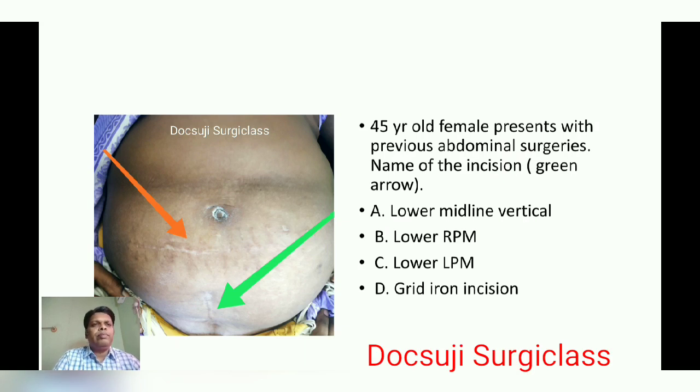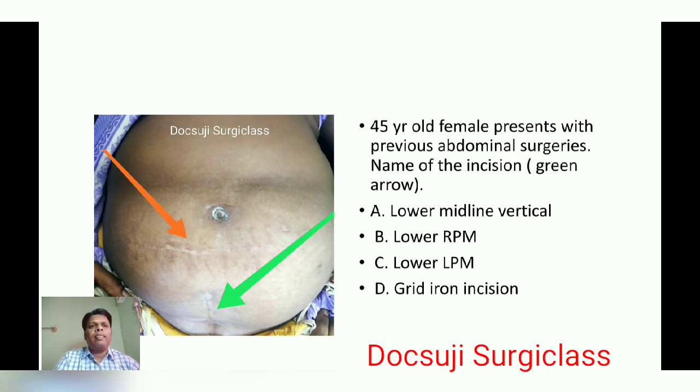A 45-year-old female presents with previous abdominal surgeries. What is the name of the incision? That is represented by the green arrow. Here you can see two arrows, one green arrow and another orange arrow. The question is, what is the green arrow incision?